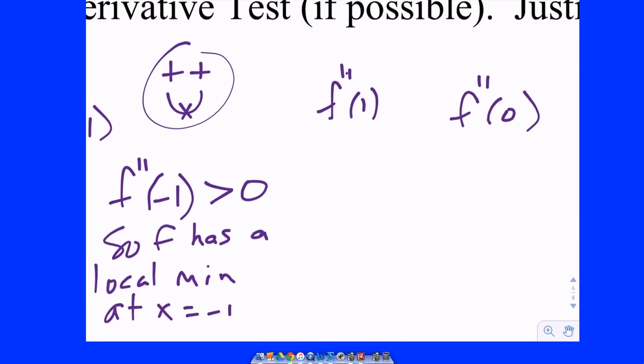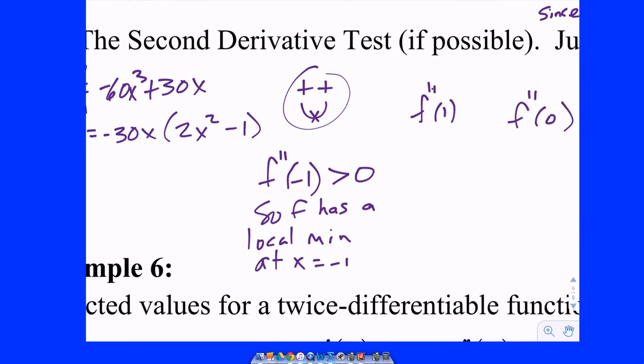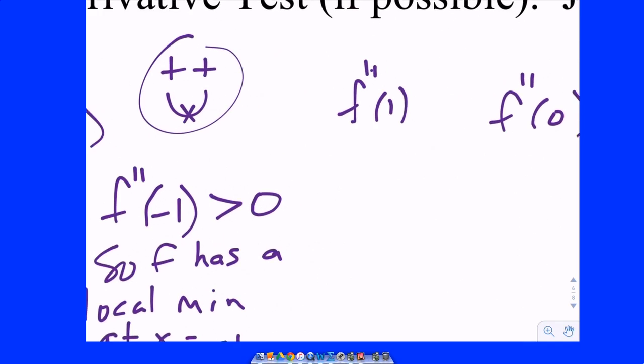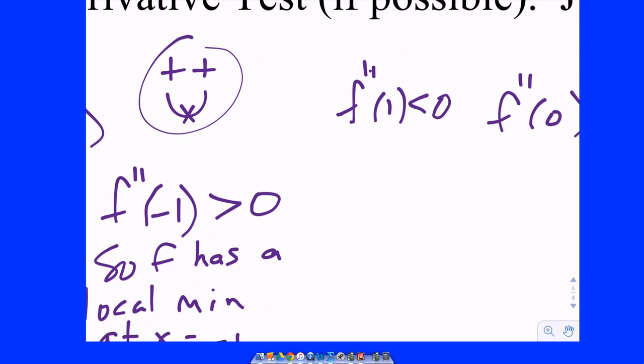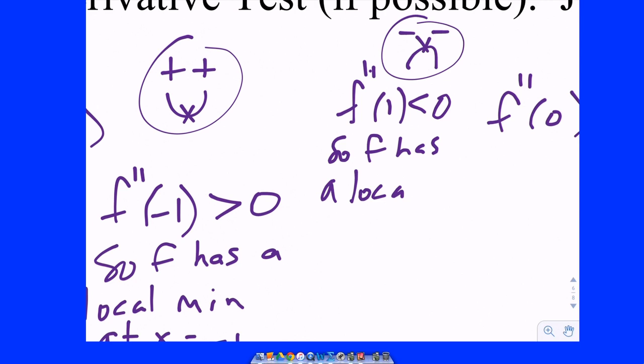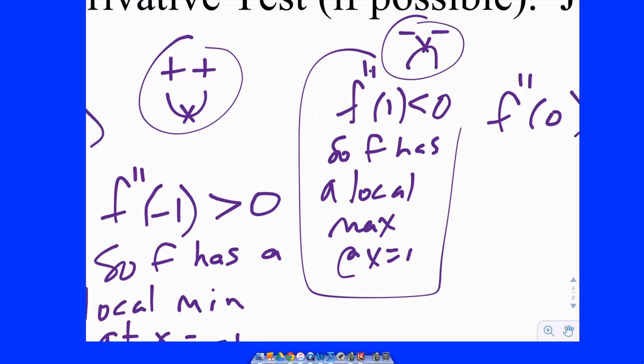All right, let's do f double prime of positive 1. Well, you plug it in, you're going to get positive times negative, which is negative. That's less than 0. I better draw it. Less than 0, that means I'm frowning. It's a local max. So f has a local max at x equals 1. That's it. That's the justification. Pretty nice.